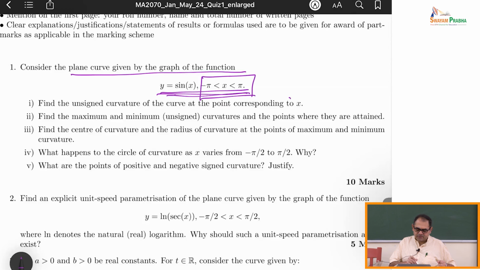Find the unsigned curvature, the formula for the unsigned curvature. At the point corresponding to x, on the graph of the curve it's the point x comma sine x. So you need the curvature as a function of x. So that is the first one. That is just a matter of applying the formula.